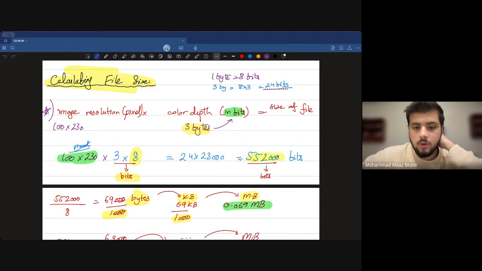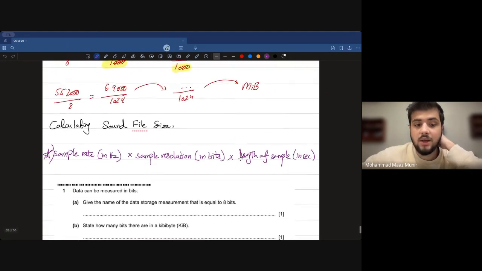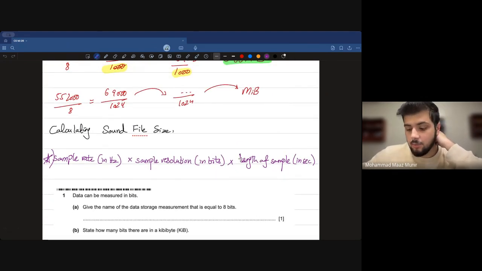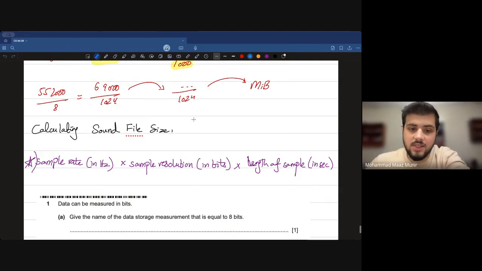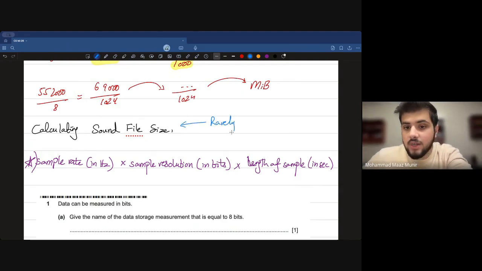And apart from that, we also studied this other equation, which was to calculate sound file size. Now, I really want to emphasize that your IGCSE or O-level computer science examinations rarely test calculating sound file size. Say this is rarely tested. But it's really important that you are well aware of it, because if I'm not wrong, back when I was preparing, there was one question which came up asking how do you calculate the sound file size.